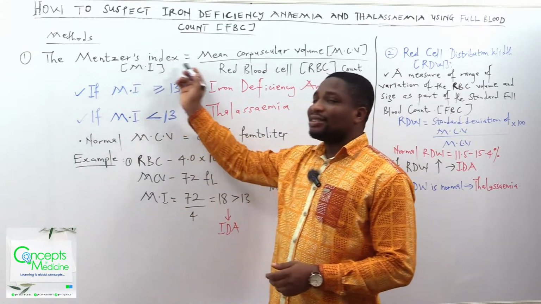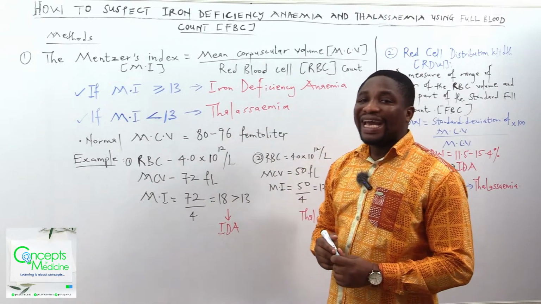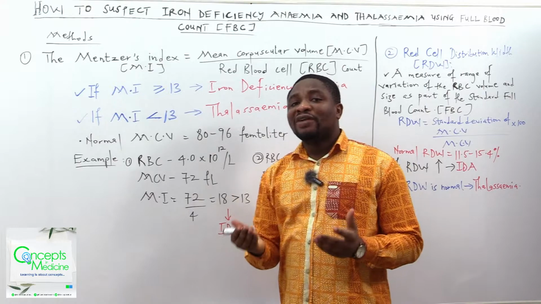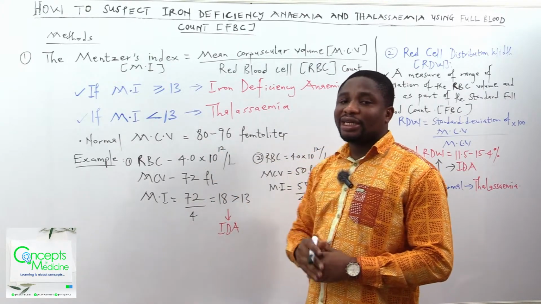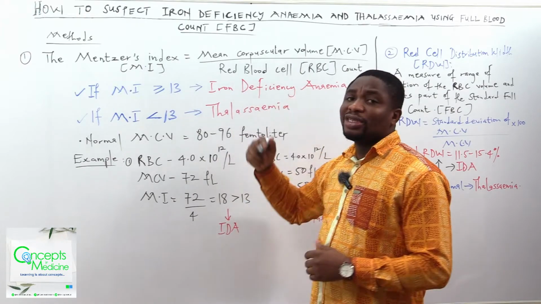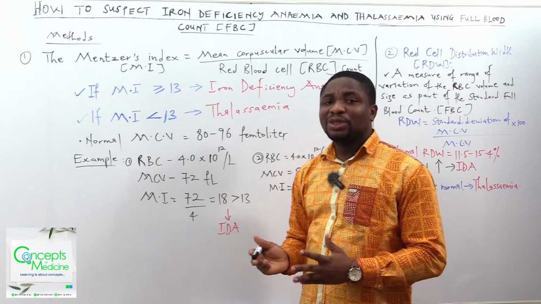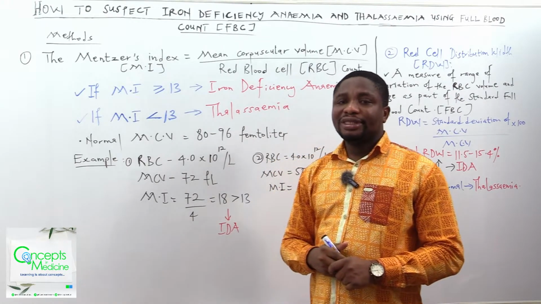The Mentzer Index is a ratio of the mean corpuscular volume and the red blood cell count. The mean corpuscular volume, the normal limit, ranges from 80 to 96 femtoliter. And for the red blood cell count, the normal limit will vary based on the gender. If you are female, you have a particular normal limit. If you are male, a particular normal limit.